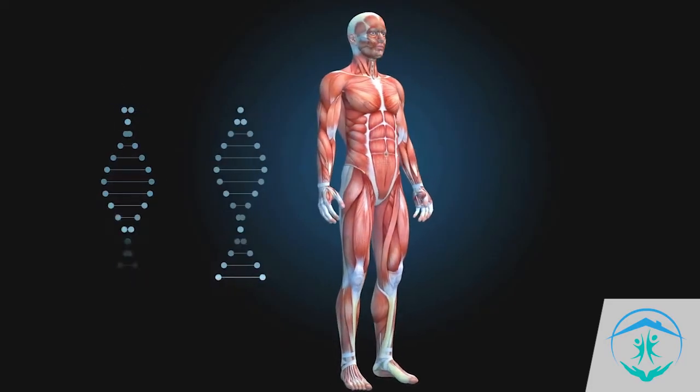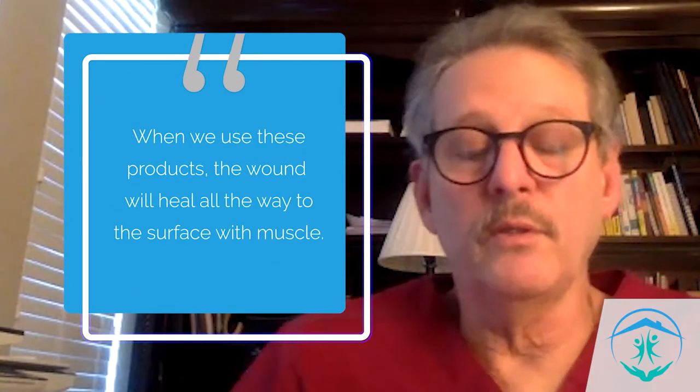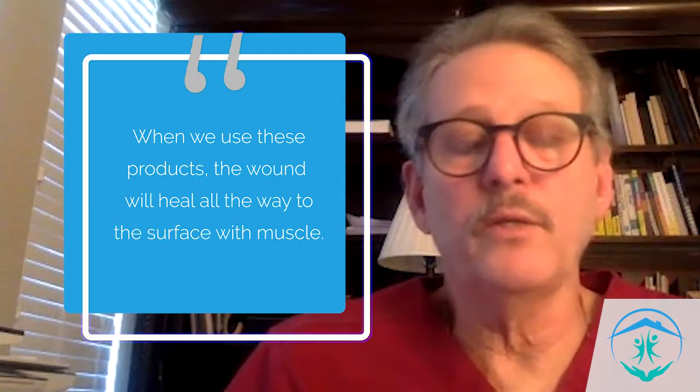So traditionally we use these in wounds that go down to the muscle layer. And when we use these products, the wound will heal all the way to the surface with muscle, as opposed to the traditional way of healing, which is by scar tissue. So it makes a much more physiologic repair of the wound, and it's much faster.